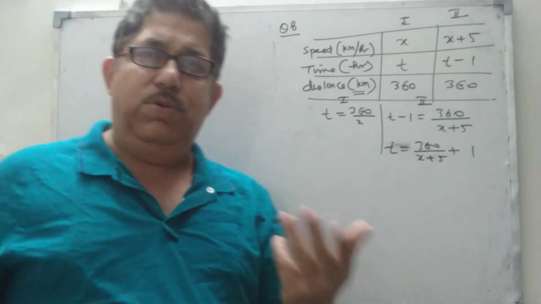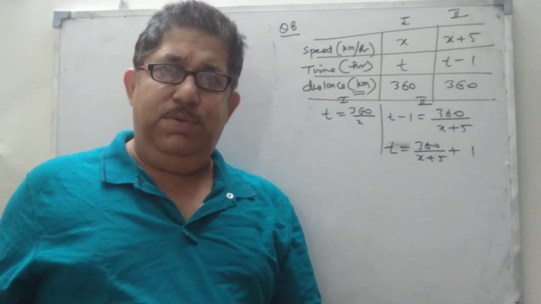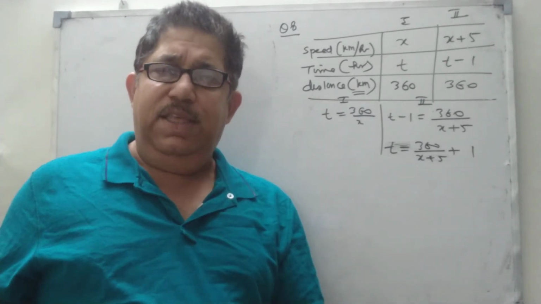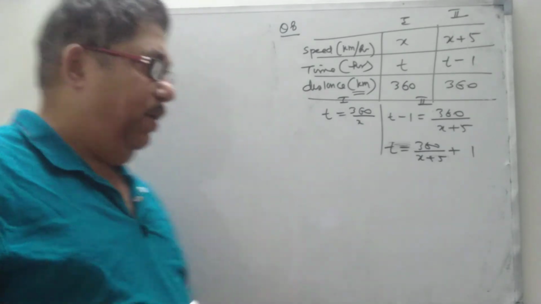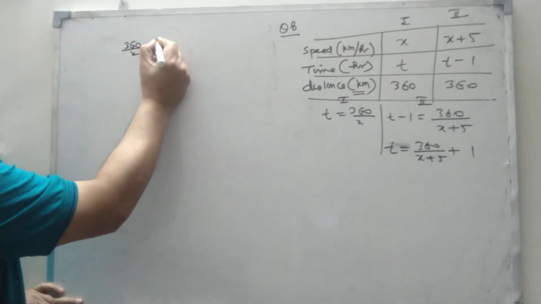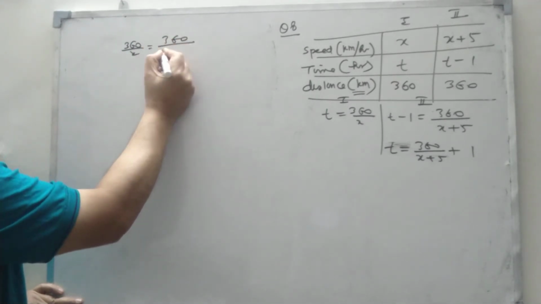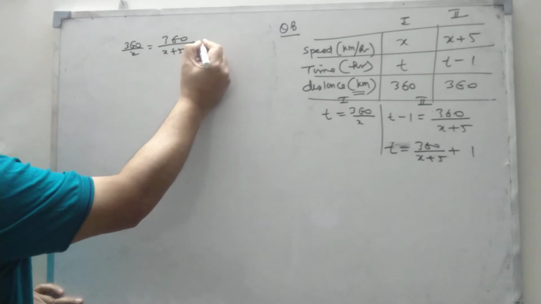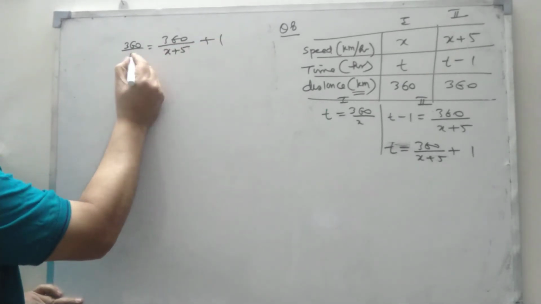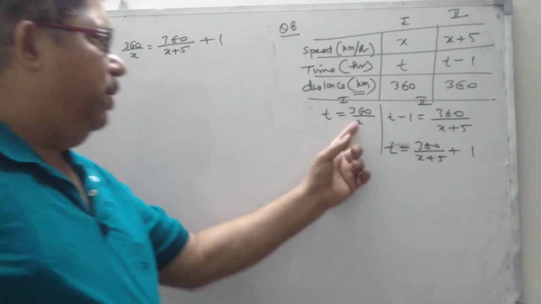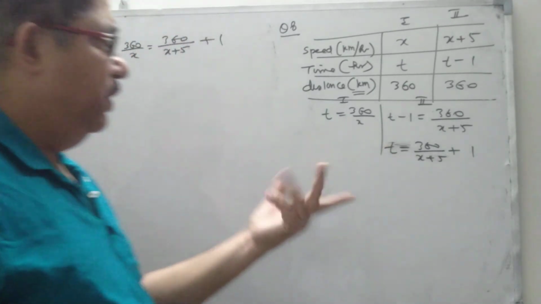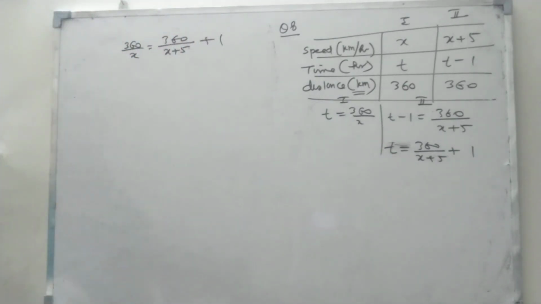So if two things are equal to the same thing, then they are obviously equal to each other. You studied in class 9 chapter 5 that if two things are equal to the same thing, they are equal to each other. So that means 360 by x is equal to 360 by x plus 5, plus 1. Right? So what have we done? Both are equal to t, so both are equal to each other. Finish, and that part is not needed anymore.